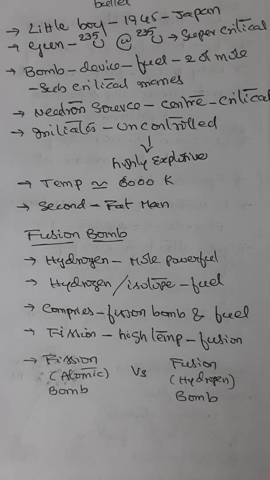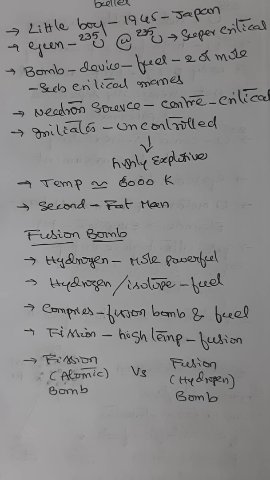Now we can understand the difference between fusion and fission as a comparative analysis. For example, in the atomic bomb, that is the fission bomb, the fuel generally used is uranium-235 or plutonium-239. Whereas in the fusion hydrogen bomb, hydrogen, deuterium, tritium and other isotopes of hydrogen are used as fuel. In the atomic bomb, a neutron initiates the chain reaction in an uncontrolled manner. Whereas in the fusion hydrogen bomb, the heat coming out of the fission reaction initiates the fusion reaction.